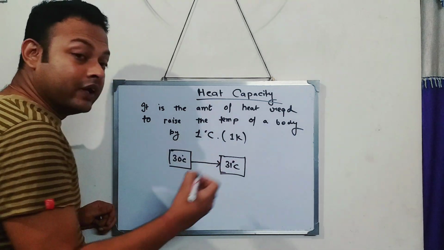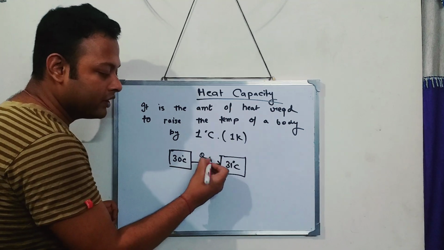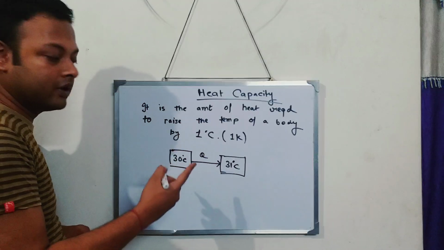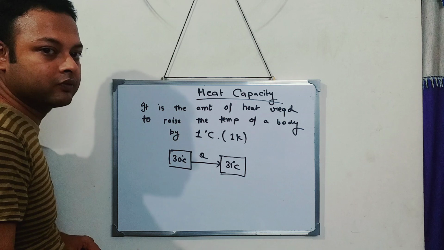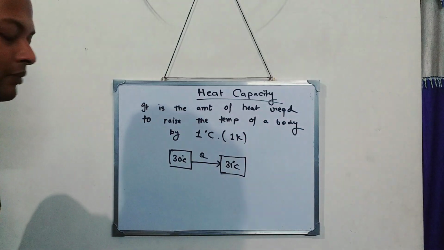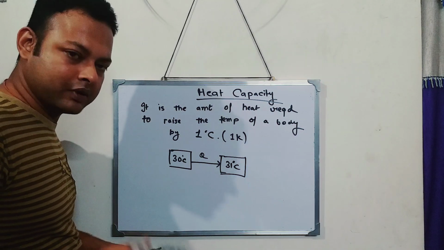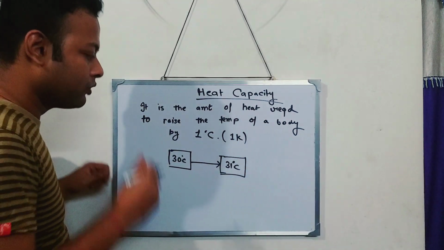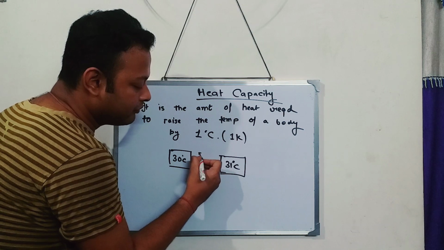Now the amount of heat I will provide, suppose I provide this Q amount of heat. This Q amount of heat required to raise the temperature from 30 to 31, that is 1 degree rise of temperature, that is known as heat capacity. So let's take a few examples and try to understand this. Suppose this body from 30 to 31 takes, say, 50 joule.